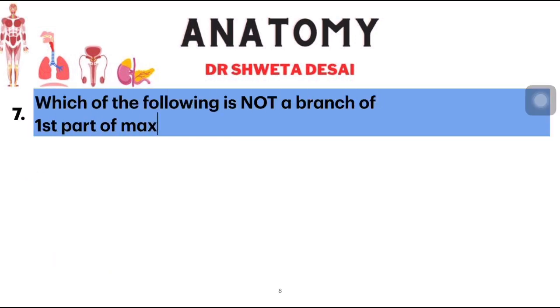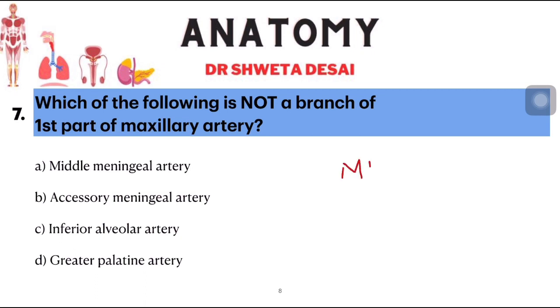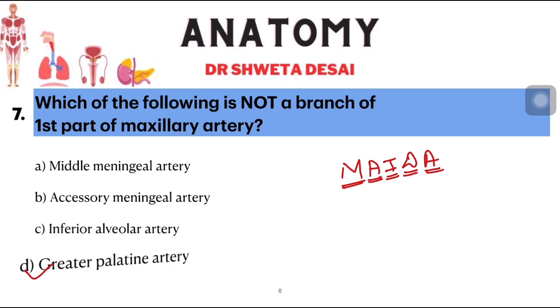Question number 7. Which of the following is not a branch of first part of maxillary artery? Options are A. Middle meningeal artery, B. Accessory meningeal artery, C. Inferior alveolar artery, and D. Greater palatine artery. So here you can remember the branches of first part of maxillary artery by the mnemonic MAIDA. M stands for the middle meningeal artery, A means accessory meningeal artery, I inferior alveolar artery, D deep auricular artery, and A anterior tympanic artery. So here the correct answer is D. Greater palatine artery. It is not a branch of the first part of maxillary artery.